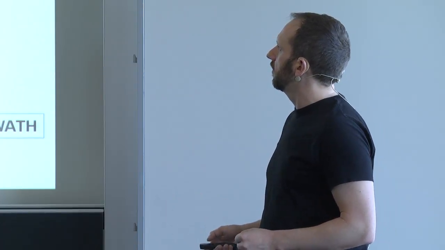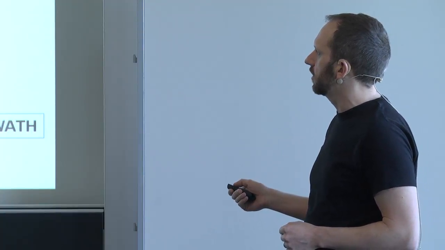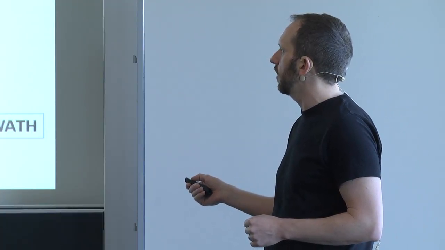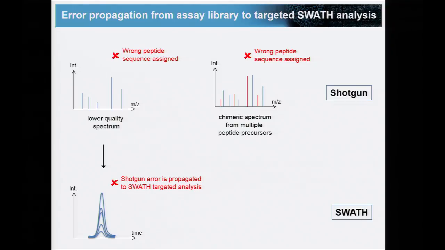But there may be another kind of error that can come from the DDA analysis. For example, you can imagine that there's a chimeric spectrum, and we know this actually happens a lot in DDA type analysis. Even though we have this narrow isolation window of 1 or 2 mass units, we can still co-isolate peptides, and the fragment ion spectrum that arises is a chimeric spectrum. So we have a blue peptide and a red peptide, and we have a mixture spectrum, and this is now the cause of the DDA search engine making an error because of this chimeric spectrum.